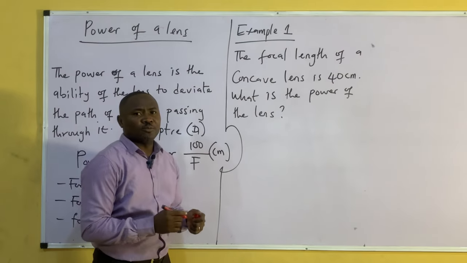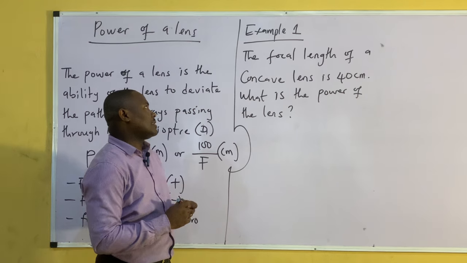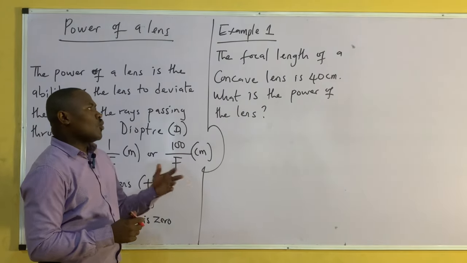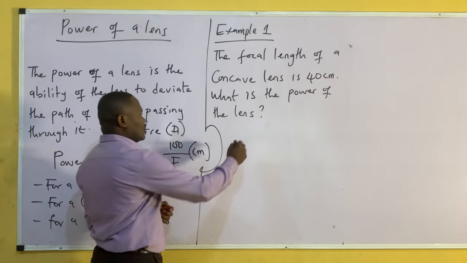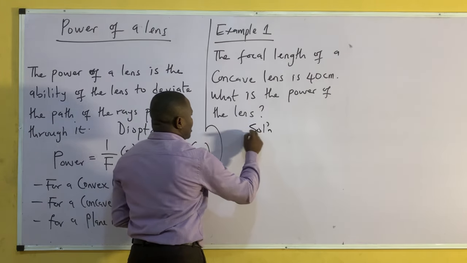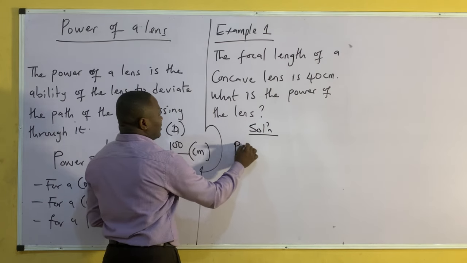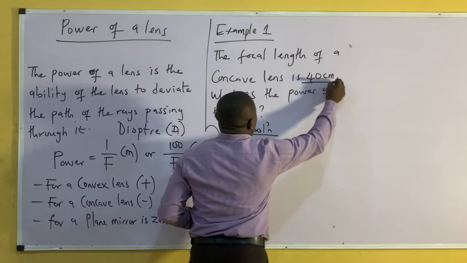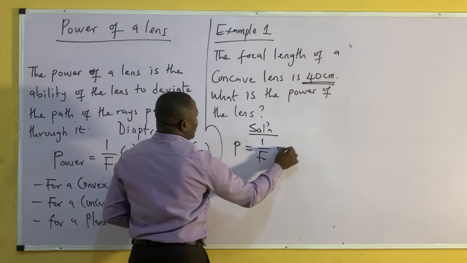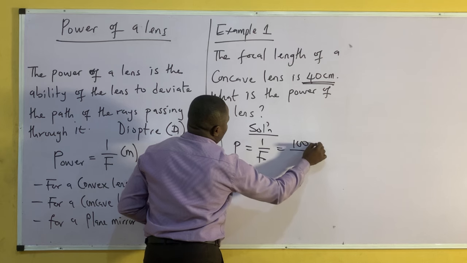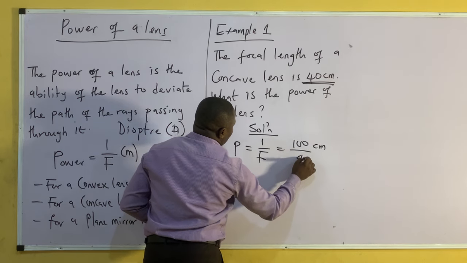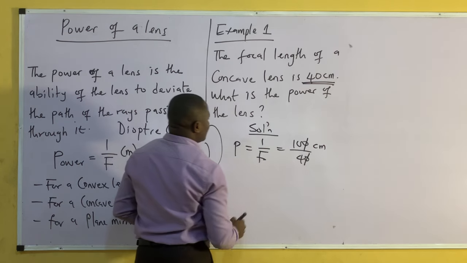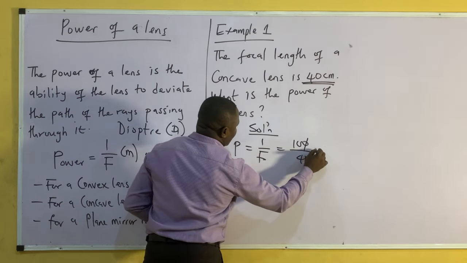Now we have a good example here on the power of a lens. The focal length of a concave lens is 40 centimeters. What is the power of the lens? To solve this question is just a simple solution. Power of a lens is equal to 1 over focal length. But mind you, our focal length is given in centimeters, so it's equal to 100 over 40, that's 100 over 40.